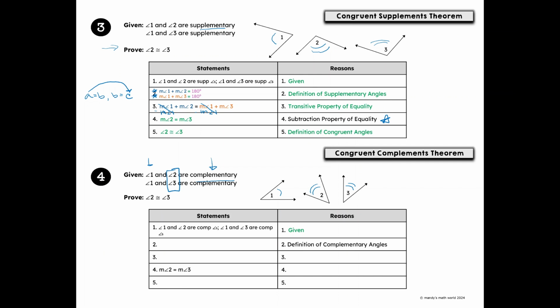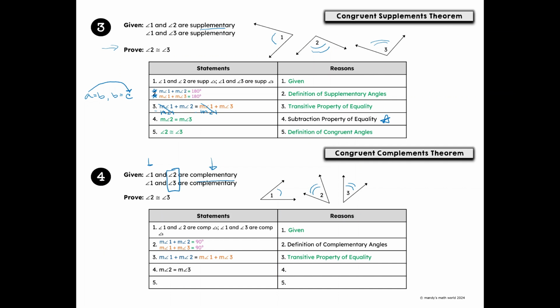If they're complementary, what do we know by the definition of complementary angles? We can come up with these two equations. When I add those two angle measures together, I get 90 degrees. When I add the angle 1 and angle 3 measures together, I get 90 degrees. Now I have two expressions equal to the same amount. I can set those two expressions equal to one another by the transitive property of equality.